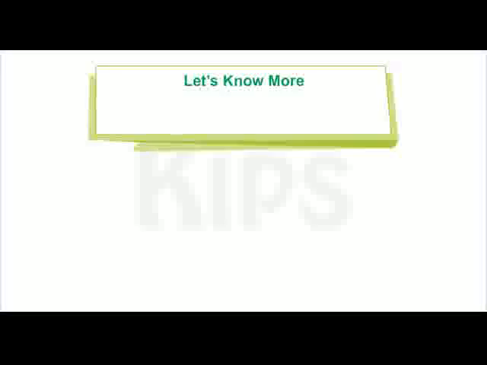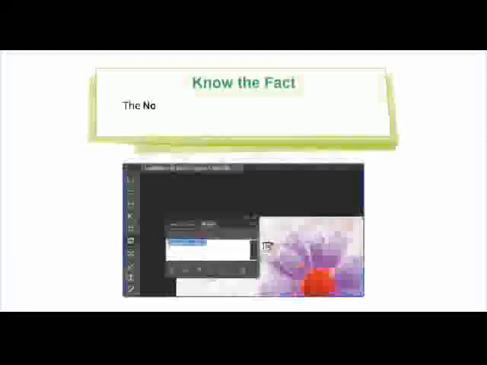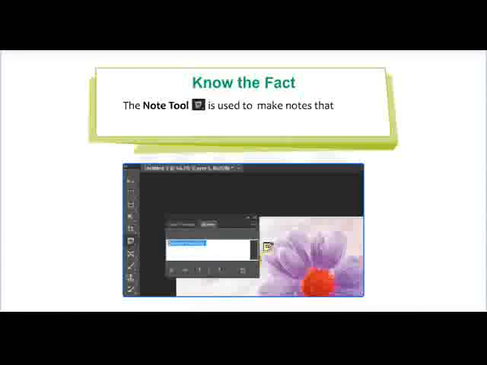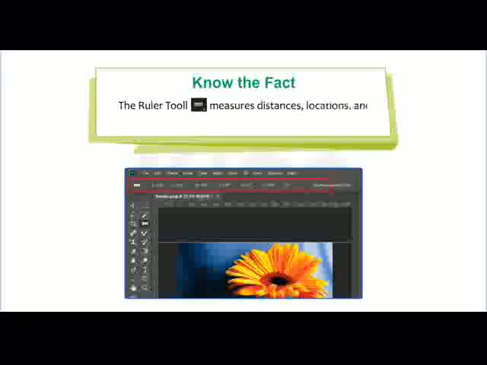Okay, know the fact. The sponge tool is used to desaturate or saturate a part of an image. To desaturate means to reduce the intensity or richness of a color, whereas to saturate means to add more vibrant colors or to brighten a picture. The Note tool is used to make notes that can be attached to an image. The Ruler tool measures distances, locations and angles.